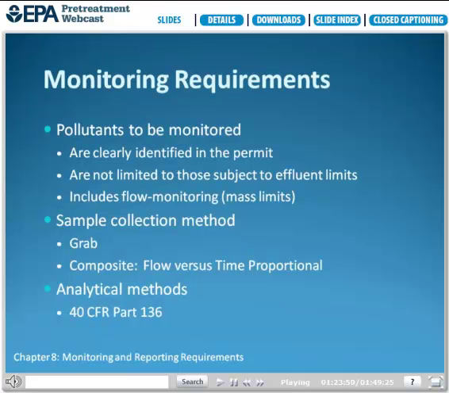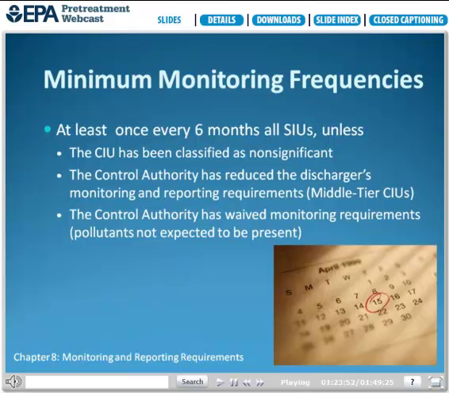The minimum monitoring frequencies must be at least once every 6 months for all SIUs unless the CIU has been classified as non-significant. The control authority has reduced the dischargers' monitoring and reporting requirements under a middle tier classification, and that's only if it's allowed under your state law, or if the control authority has waived monitoring. And again, that's a streamlining provision that would have to be allowed under your state law.